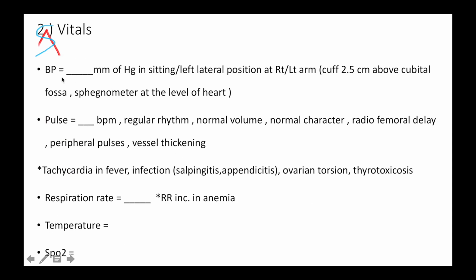Then in vitals, you have to look for BP, pulse, as tachycardia could be there in fever, infection, salpingitis, appendicitis, ovarian torsion and thyrotoxicosis. Then respiratory rate could be increased in anemia also, temperature and her SpO2.